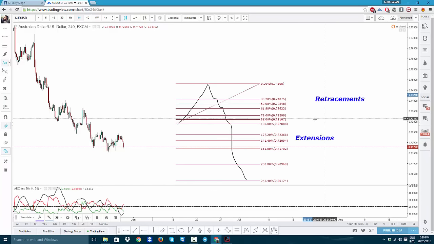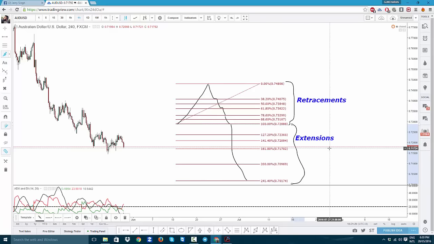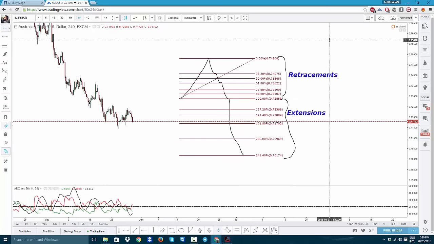Retracements. Anything between 0% to 100% is retracements. Anything above 100% is going to be extensions. Very simple, very easy stuff. So again, Fibonacci on its own means nothing. How you use it depends on whether you trust Fibonacci or not.